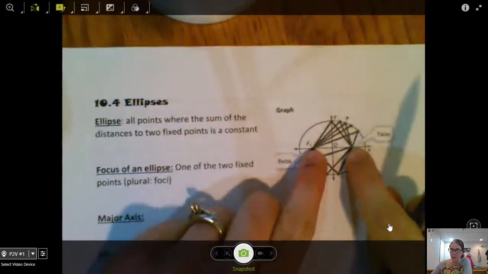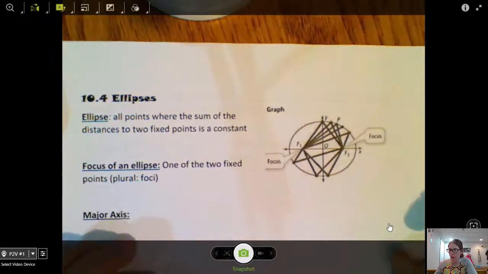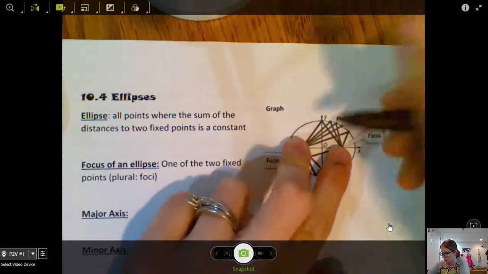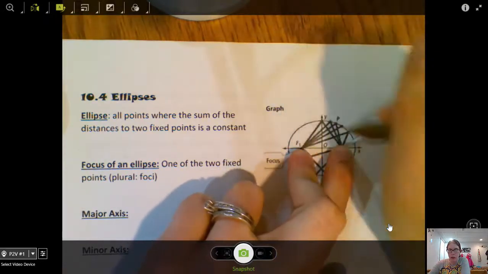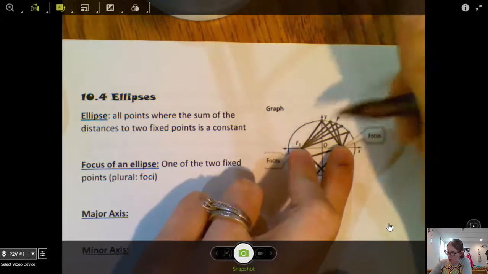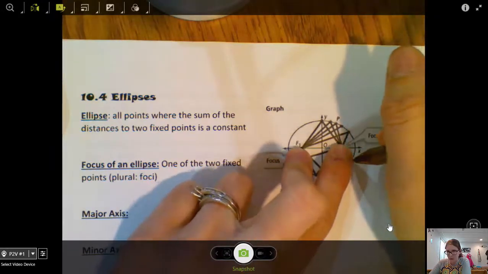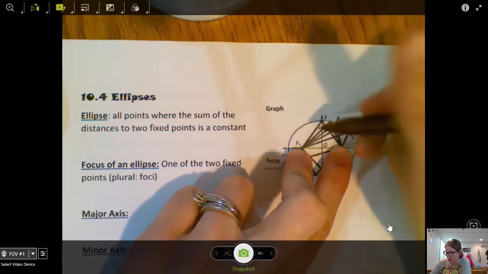our ellipse is formed by holding our ends of our string here. This is what we did anyway. And then holding our pencil and tracing it around along with our string. Okay, so every point on our ellipse is the length of that string away.